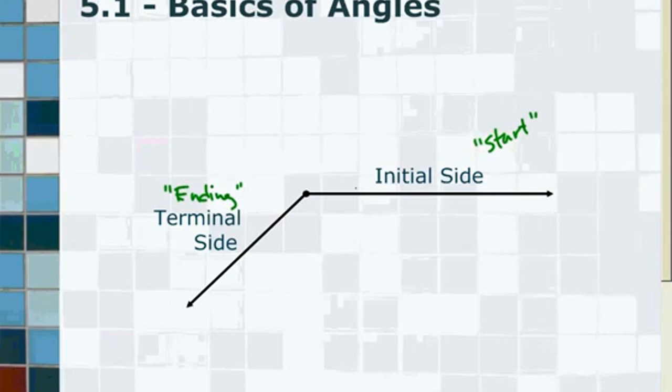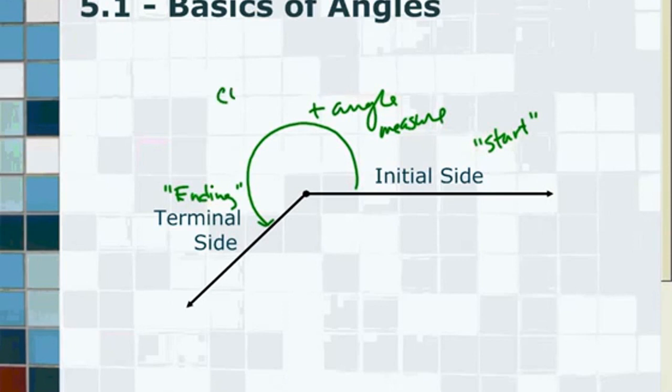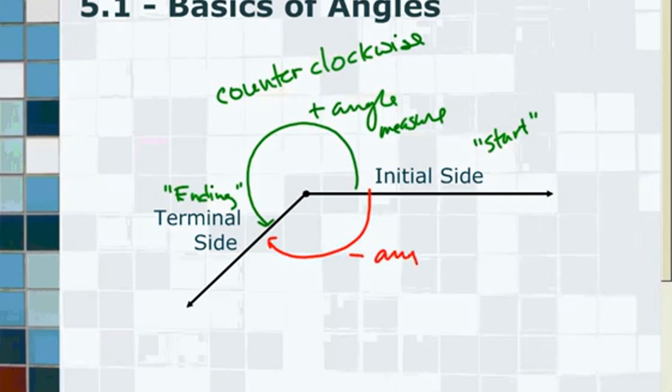You have two ways of measuring angles. Angles can either be measured positively, and it's going to go this way. This is going to be a positive angle measurement. And for that, that's going counterclockwise. And then the other direction is a negative angle. That's going to be a negative angle measure, and that's going clockwise.